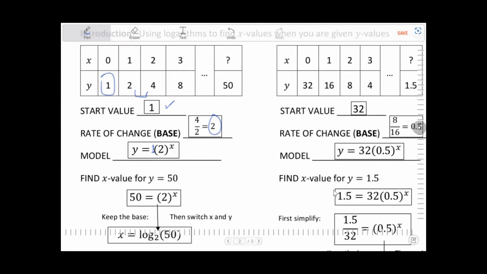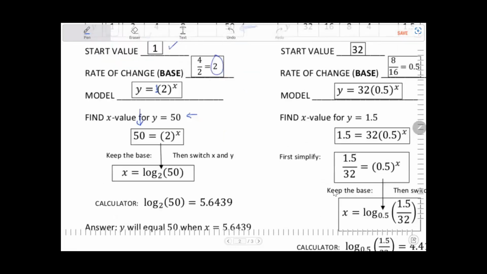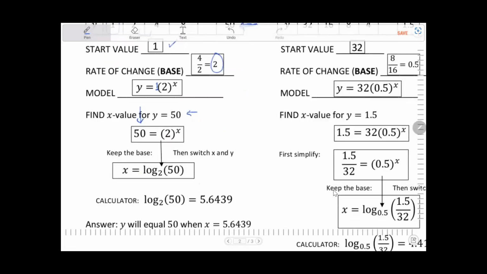So in this case, notice that since they gave us a y value, we're going to write this as y equals instead of f of x equals. So when y equals 2 to the x power, now we want to know when y equals 50. Instead of changing the x, I change the y to 50. And now we're going to use a wonderful thing called a logarithm to figure that out.